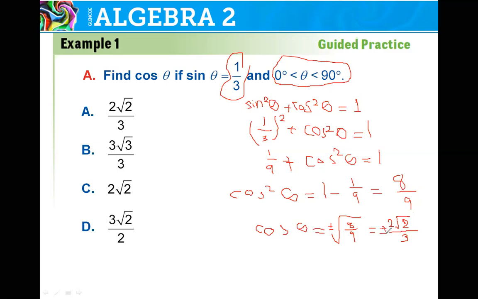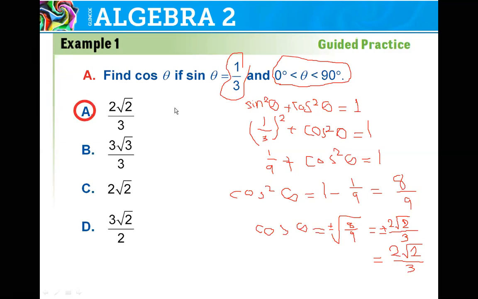And now we will choose the sign. Pay attention. We work in which quad, Walid? The first quad. In the first quad, all the trig functions are positive. So we don't use a negative sign. So we will take only the positive sign, which is 2 root 2 over 3, letter A. So the answer is letter A.